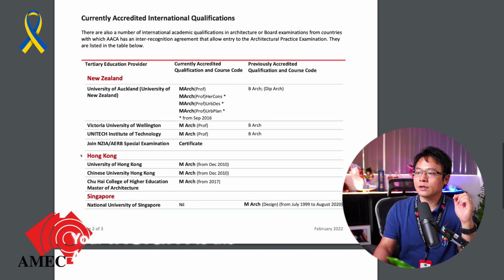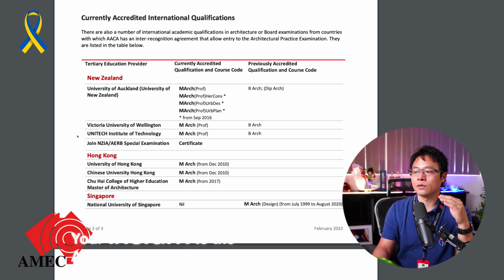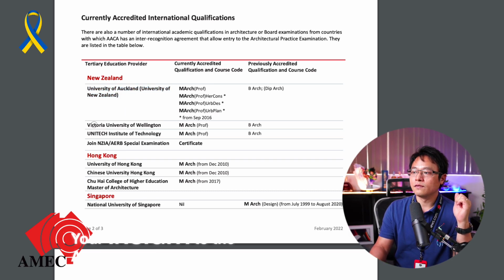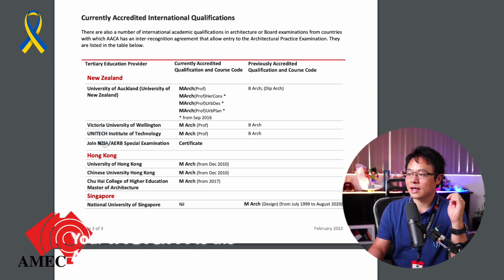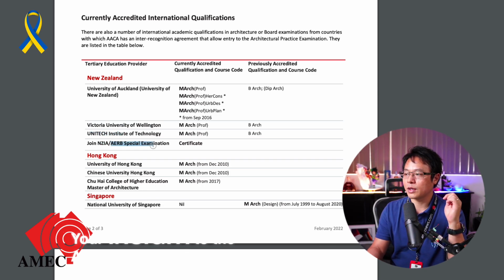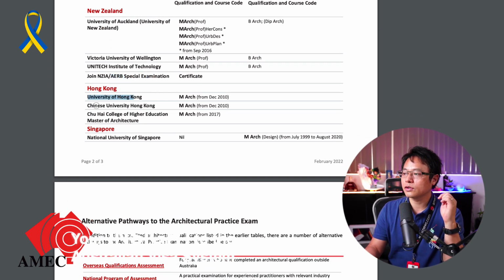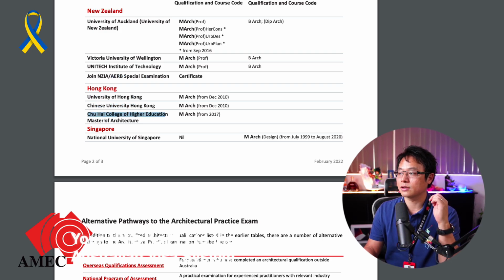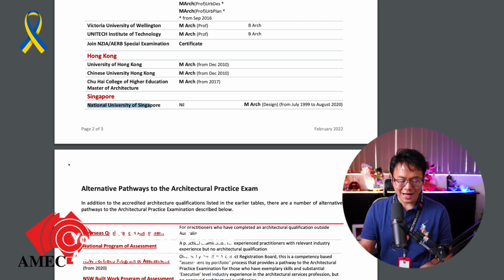There are some other awards that Australia also recognizes. So there will be some universities in New Zealand, University of Auckland, Victoria University of Wellington, Unitec, and also this NZIA or ERB special examination. Some in Hong Kong and Singapore, University of Hong Kong, Chinese University of Hong Kong, Chu Hai College of Higher Education Master of Architecture, and in Singapore, National University of Singapore. So that will be the list of qualifications.